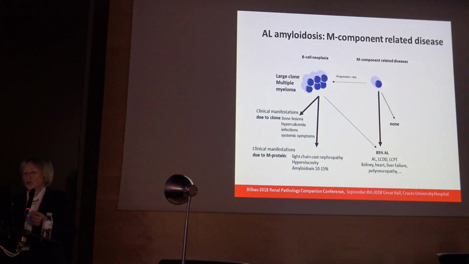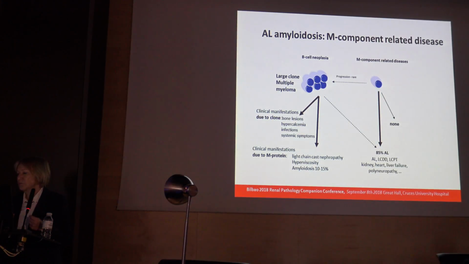I want to briefly discuss the concept of AL amyloid as an example of an M component related disease. On the left side you have an image showing B-cell neoplasia, such as multiple myeloma, where you have a large clone such that the clinical manifestations are due to the clone itself. The patients have bony lesions, hypercalcemia, infections, systemic symptoms, as well as clinical manifestations due to the M protein. Most commonly, light chain nephropathy, hyperviscosity.